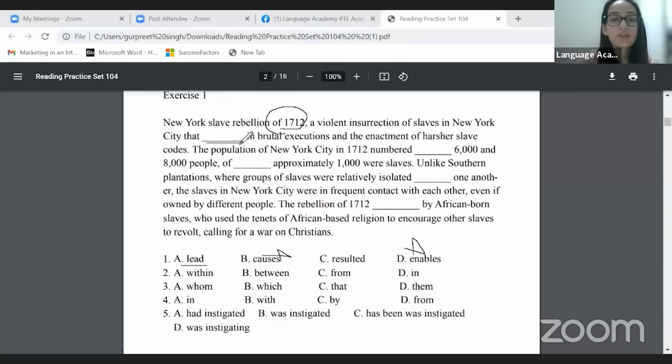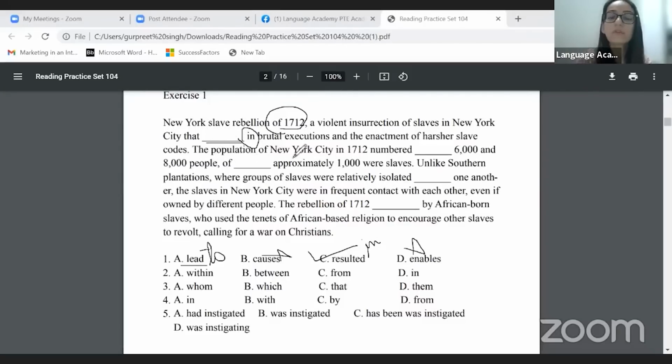Now what we have to check is what is written after the blank. So which of these two options goes with the preposition in? So the answer is resulted, because led goes with to. Lead, led, lead to, led to, but resulted goes with in. So two things to check: preposition and tense in the first blank.